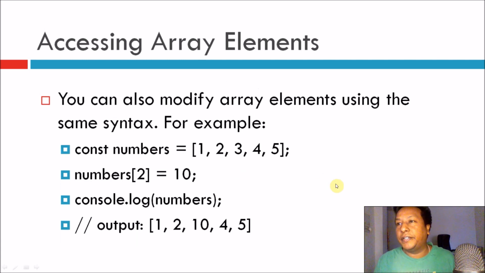Next, we can also modify array elements. Suppose we have an array with the values 1 2 3 4 5 and we want to access and modify one element. For example, we want to modify the value at index 2, so 0 1 2. We want to change the value 3 to 10. So what we will do, we will write numbers 2 equal to 10. So at that particular location, numbers 2, the value will be 10. It will replace 3 and the output will be 1 2 10 4 5.